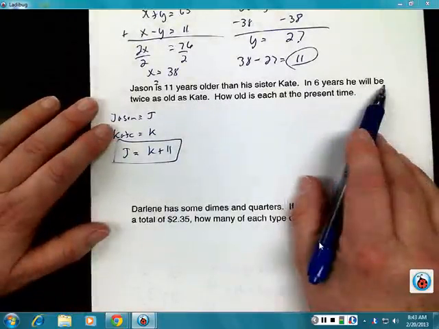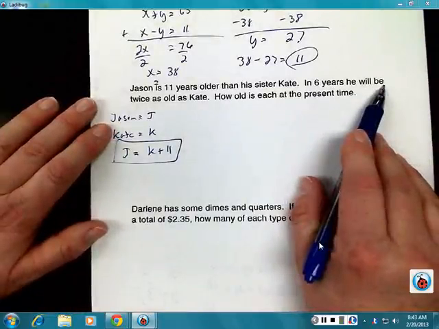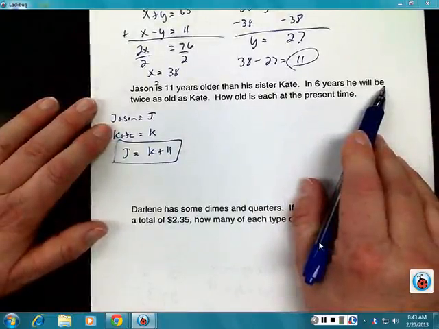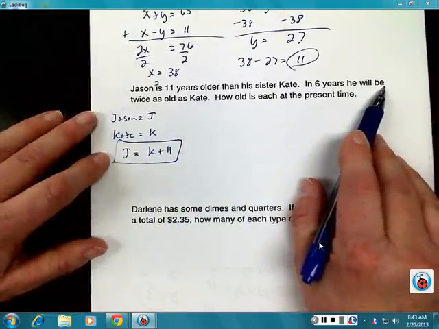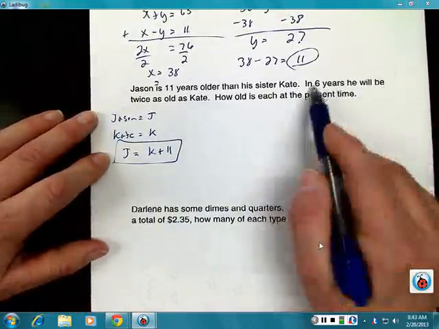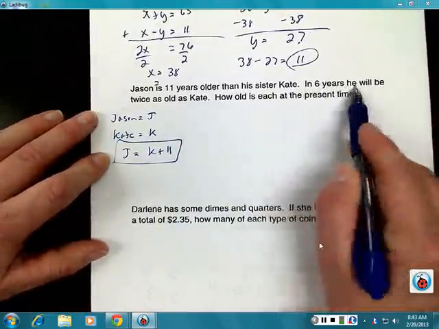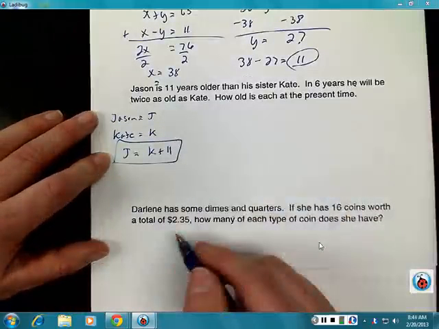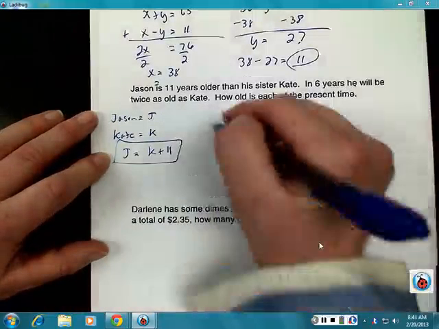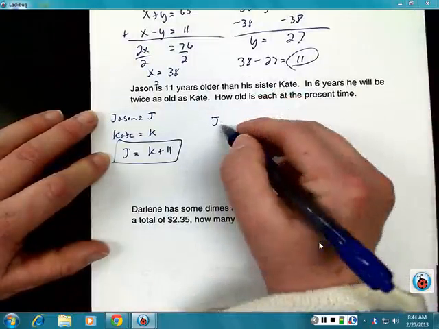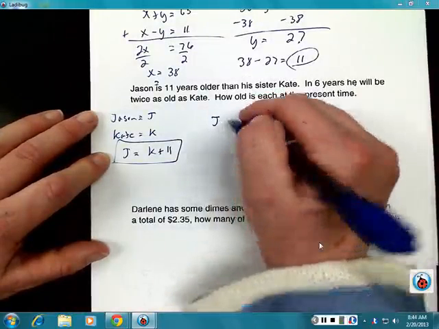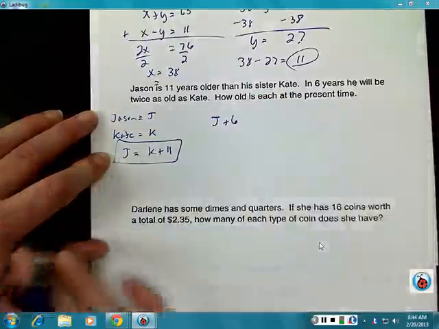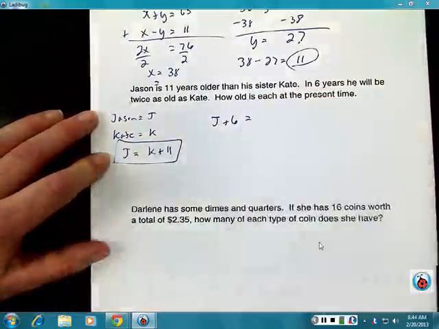In 6 years, what does 6 years do? He will be twice as old as Kate. Okay, but who's going to be he in 6 years? Jason. So what does that mean? Is it 6J or is it J plus 6? J plus 6, because in 6 years you're adding 6 years to J's age.